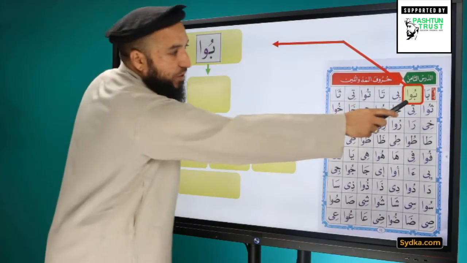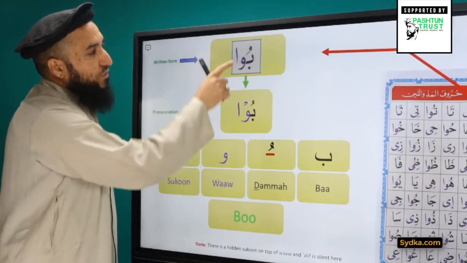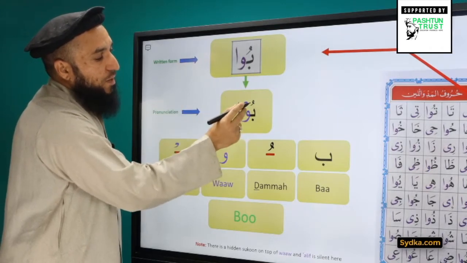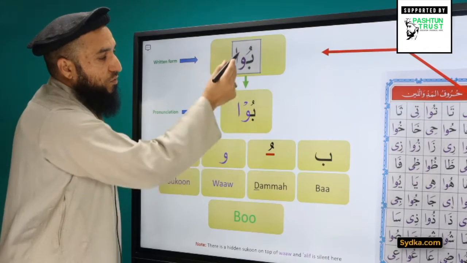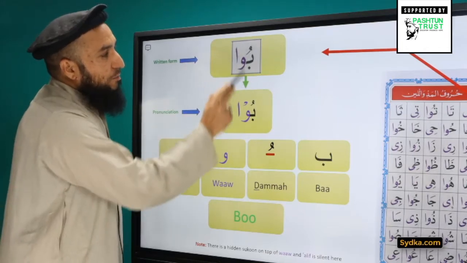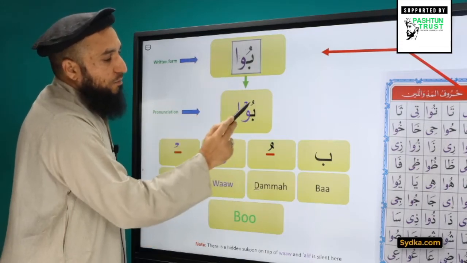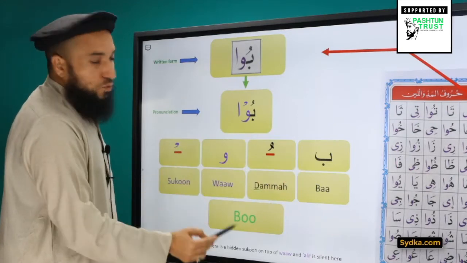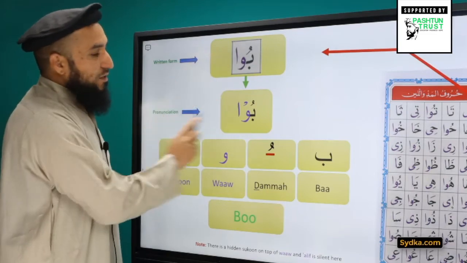So the next syllable we have is ba dhamma waw sukoon. If you see here, waw has hidden sukoon there, ba has dhamma, ba is a light letter, waw has hidden sukoon, and this alif is silent. Ba dhamma waw sukoon boo. Two counts prolongation. So this is the written form and this is the pronunciation form.